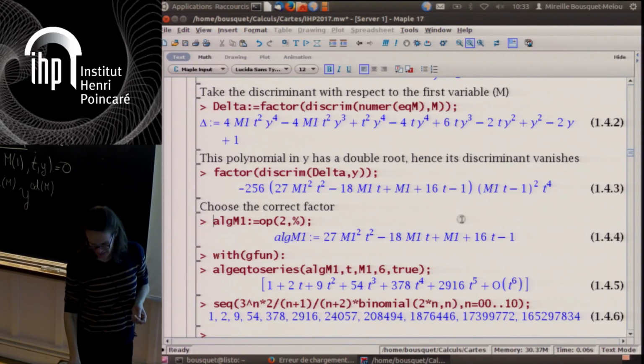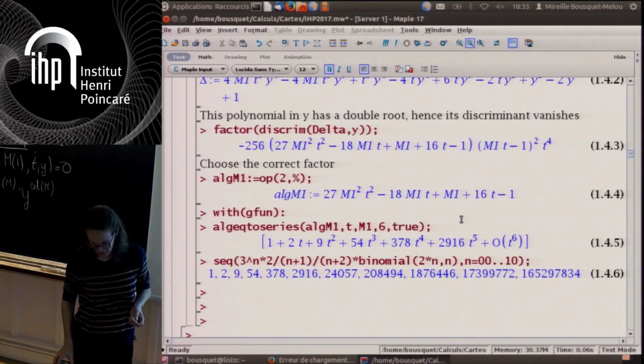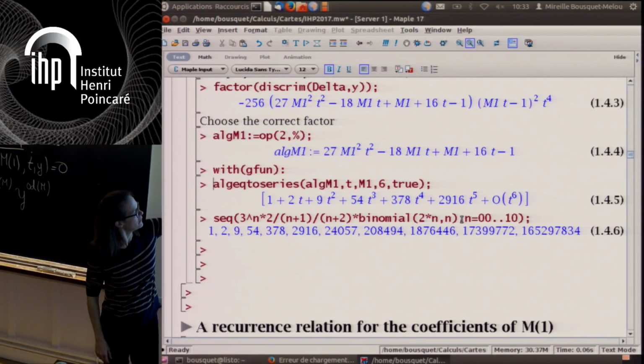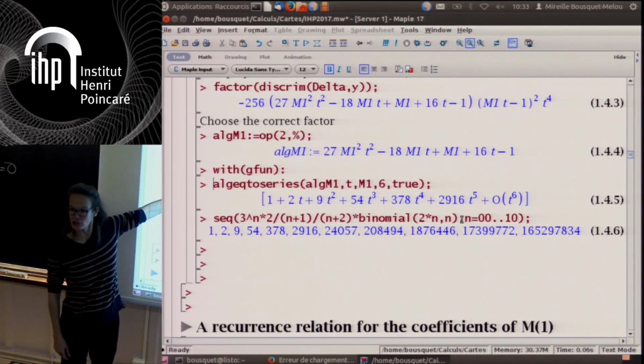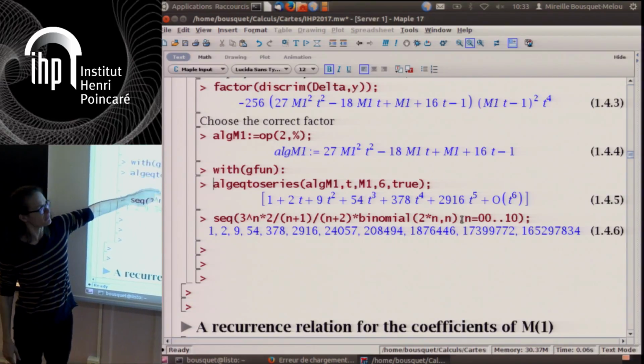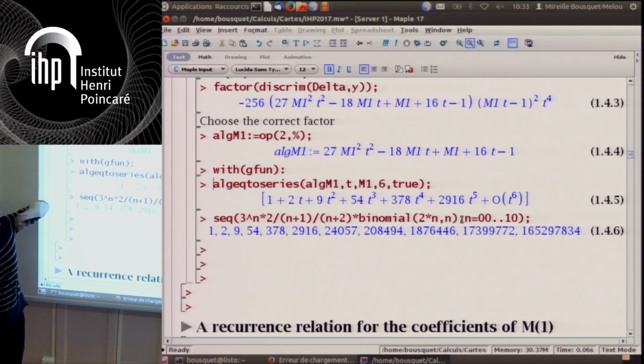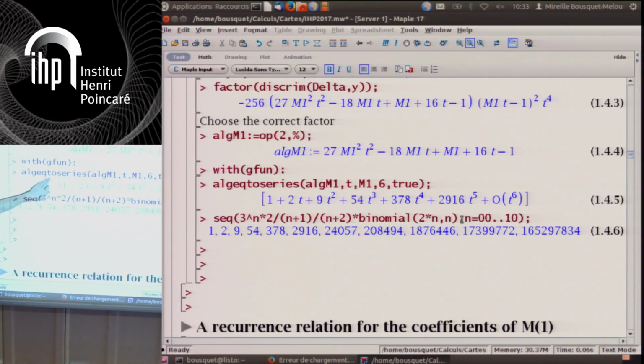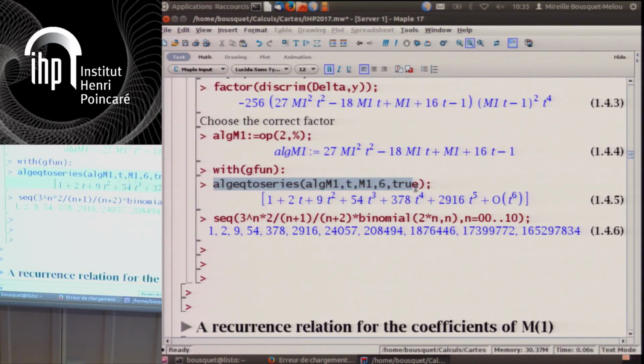Okay, so this being said, here's again our equation. So that's another command of GFUN which you haven't seen so far. When you have an algebraic equation, it has a number of solutions, and here too, you can compute their expansions around 0, for instance.